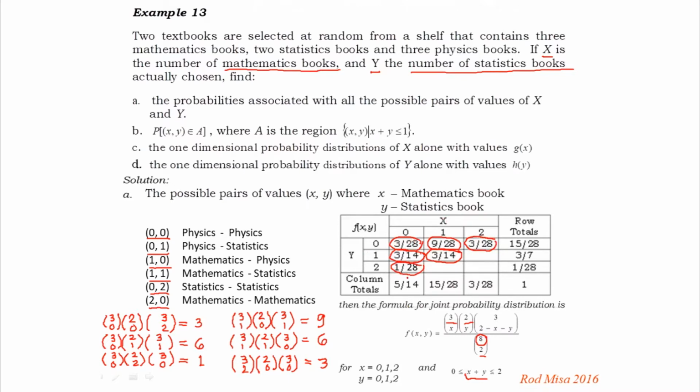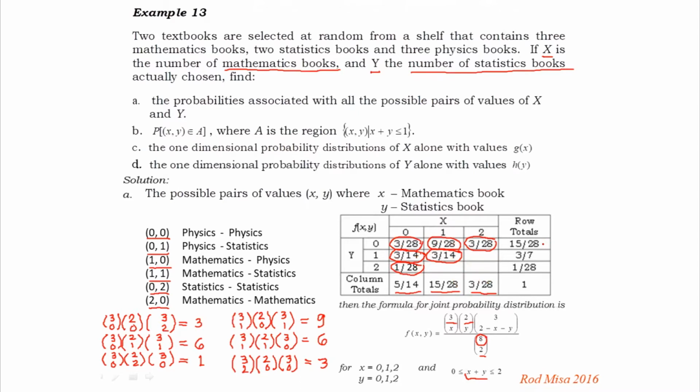Adding all probability values in the first column, we have the probability of 5 over 14, which is the probability when your random variable x is 0, adding across all y's. And also a probability of 15 over 28 when your x is 1, adding all probability values across all y's. And also, this is the probability value when your x is 2.